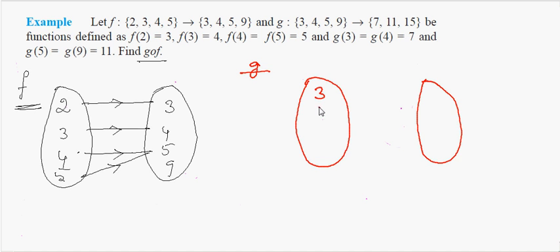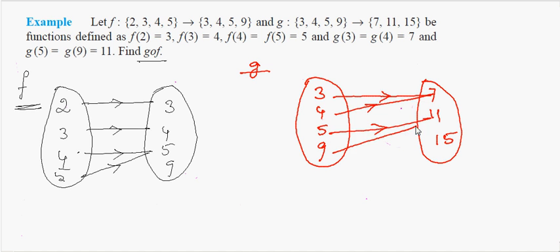That is 3, 4, 5, 9, 7, 11, 15. So in this case, g of 3 is 7, g of 4 is also 7, g of 5 is 11, g of 9 is 11. So how can you find g of f? You need to find for each and every value of x.